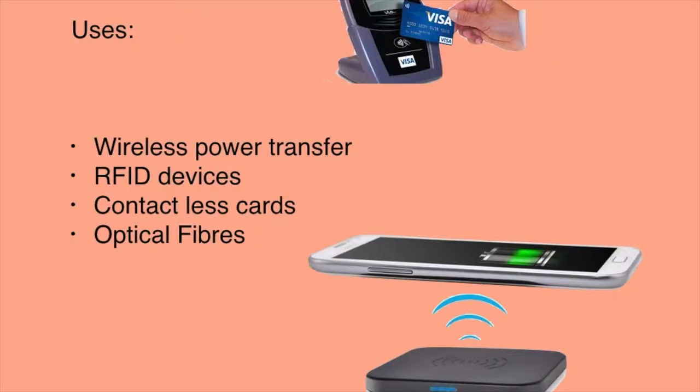So coming to the uses of these evanescent waves that are moving across the interface, right? It is actually used in wireless power transfer. Now this kind of evanescent wave is actually different from that produced in TIR, but it is still an evanescent wave.